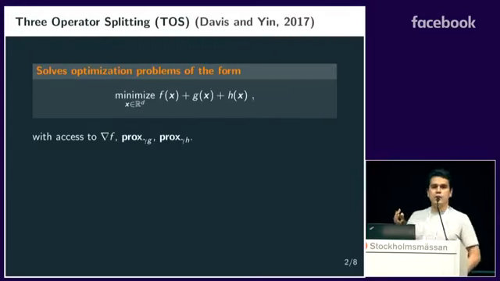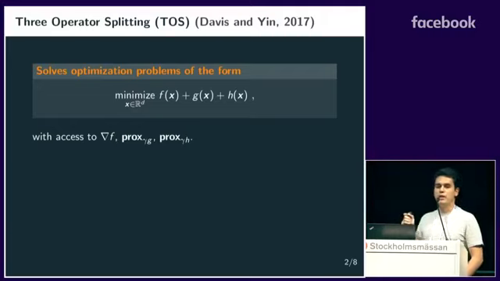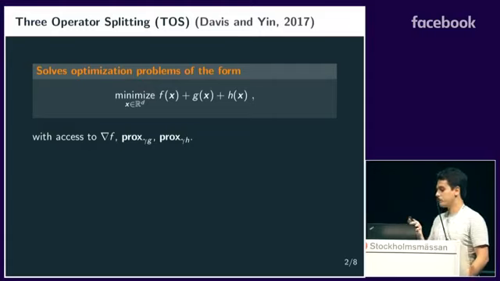And among this vast literature, I'm going to focus on one specific method that was recently proposed by Davis and Yin that's called the three-operator splitting. So the three-operator splitting can solve problems of this form, where I have a sum of three terms. The first term is smooth, and I have access to its gradient. And the other two can be potentially non-smooth, but for which I have access to their proximal operator.